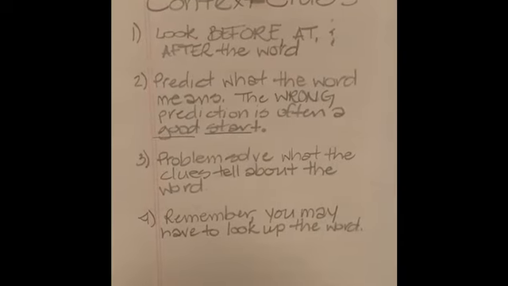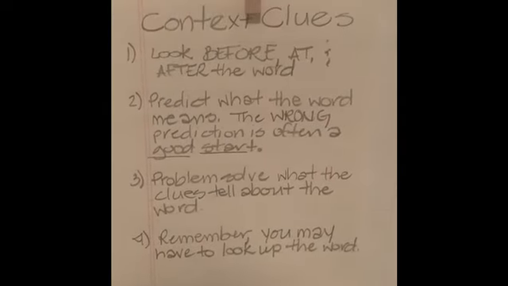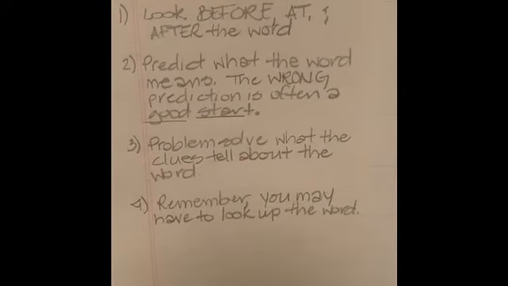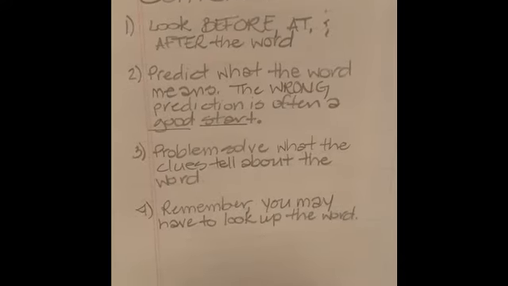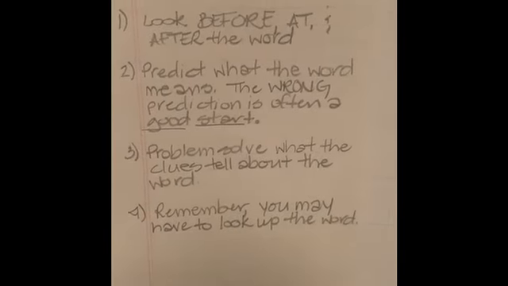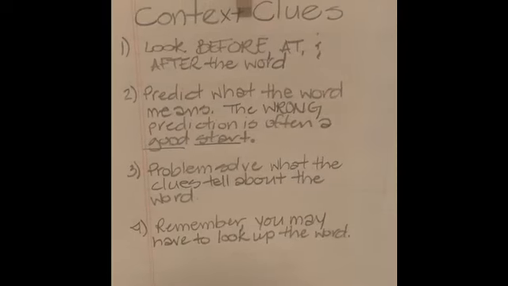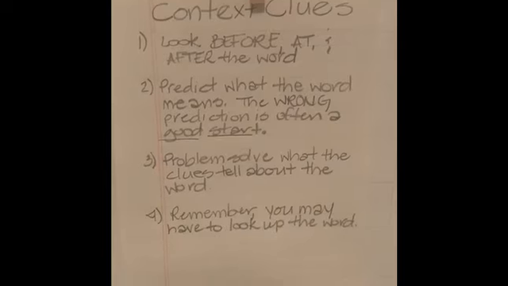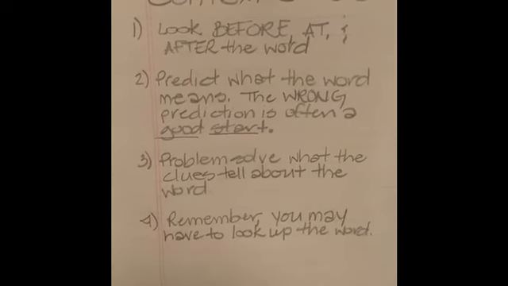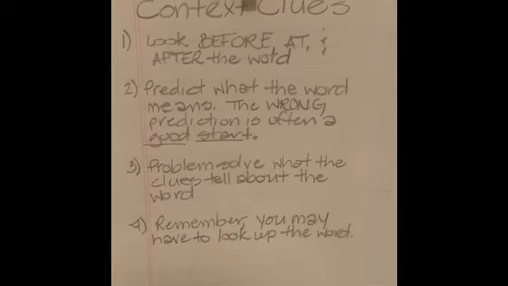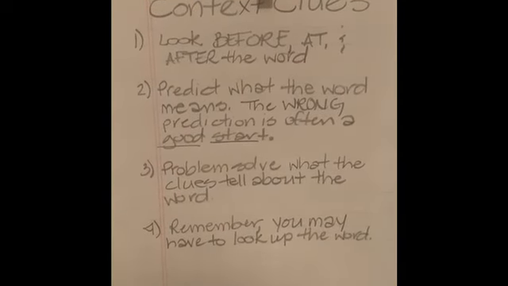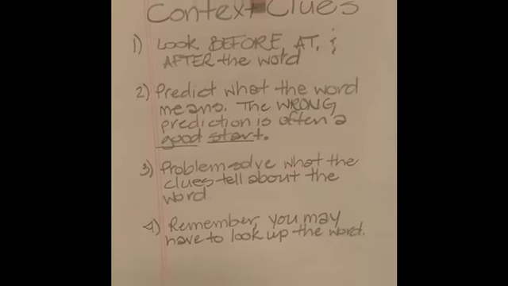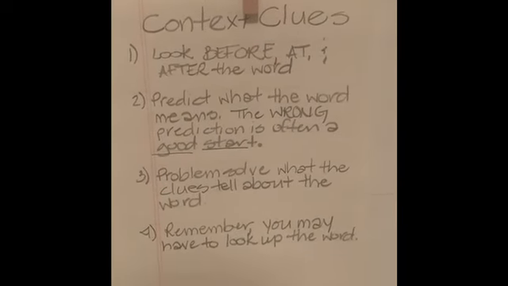Remember that the wrong prediction is often a good start because it's a place to start and then you can adjust and keep going. Three, now we're going to problem solve what the clues tell about the word, just like we did figuring out that we had a red, furry, female animal, right? And last, remember that sometimes the context clues aren't going to give you enough information and you might just have to look up the word. That's okay, but you should try one through three on your own first.